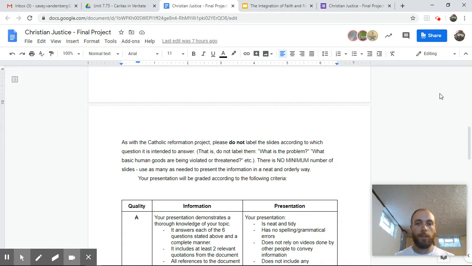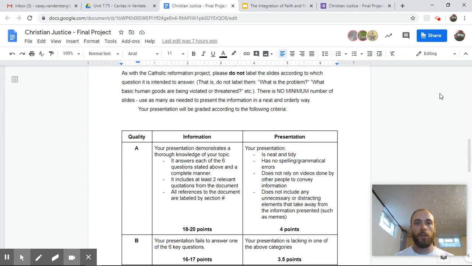I mentioned, don't label the slides according to the question that's going to be answered. What is the problem? What basic human goods are being violated or threatened, okay? And there's no minimum number of slides. Mine, just like first semester, ended up being about 10 slides, okay? Use as many slides as you need to present the information in a neat and orderly way.